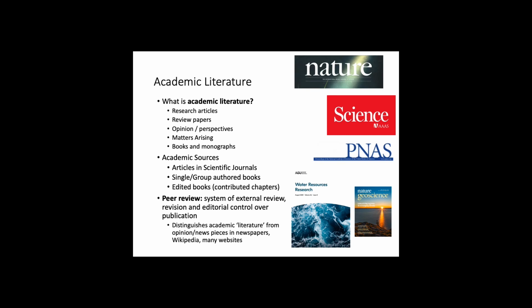Academic literature comprises a number of different types of publications, including research articles, review papers, opinions and perspective pieces, and also books and monographs. So taking first research articles, this is generally where scientists report their primary investigations. They are published in peer-reviewed academic journals, which are either of broad field interest, such as Nature, or report on particular fields, such as a journal that might report on hydrological findings.